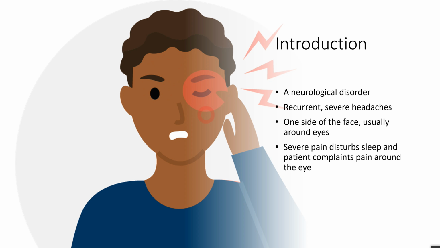Now, the pain that the patient suffers from in this cluster headache basically disturbs their sleep, and patients mainly complain about pain around the area, and there's lacrimation. It means that there are watery eyes as well. So these are certain important and basic features about cluster headaches.